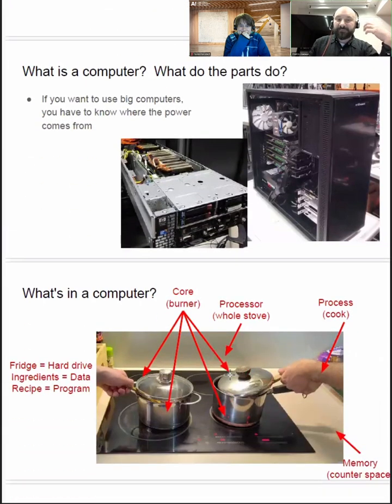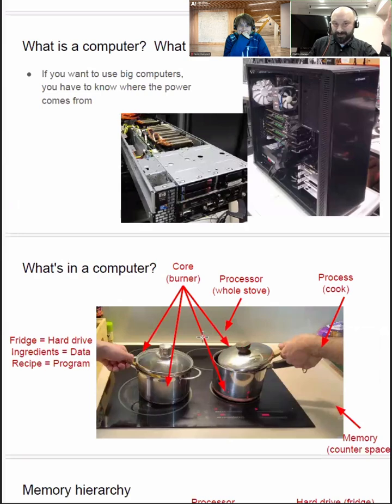And so the metaphor goes, if I can cover it just briefly, we have still a couple of minutes, that each burner of a stove is like a core. It's like one CPU. And then the whole stove is like the processor. Then you have the memory, which is the counter space where you can leave some of your ingredients that you need to move inside these pots on top of the burners.